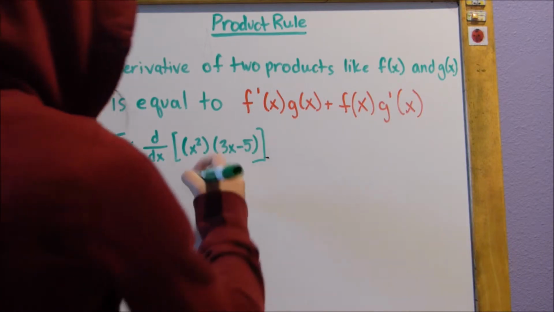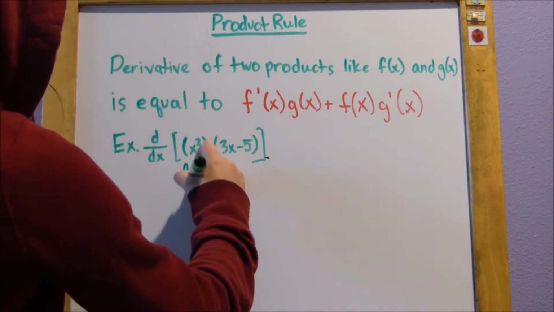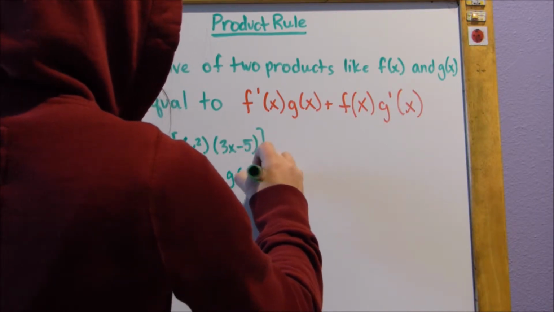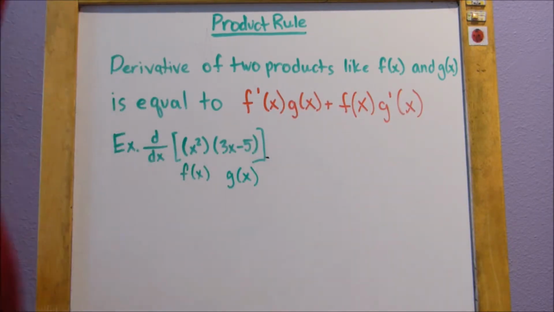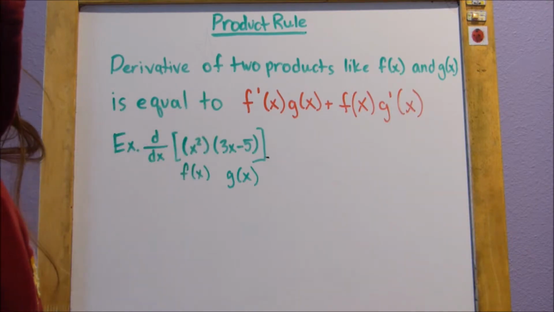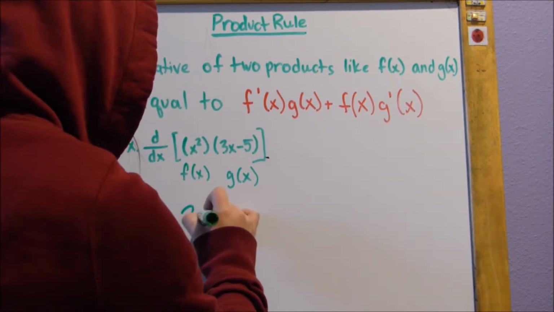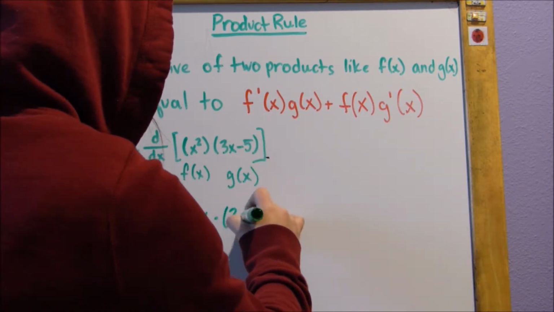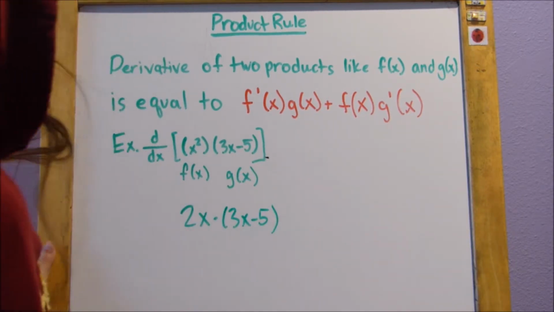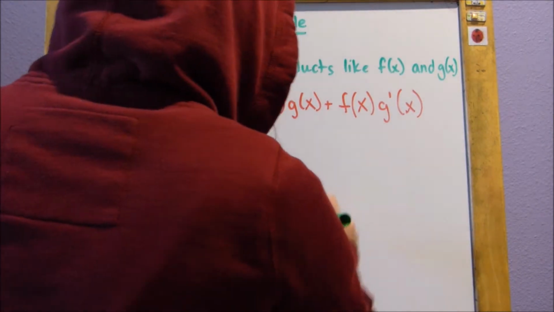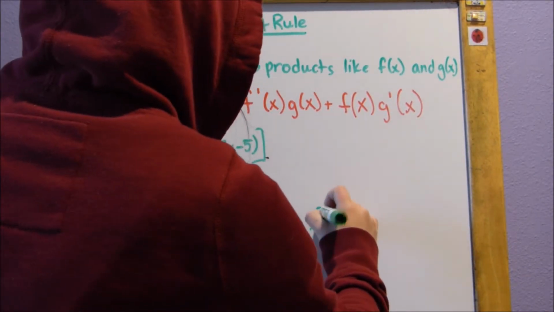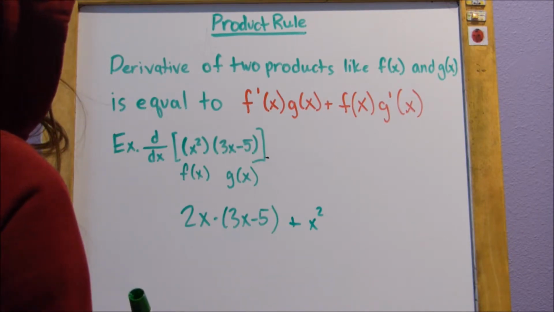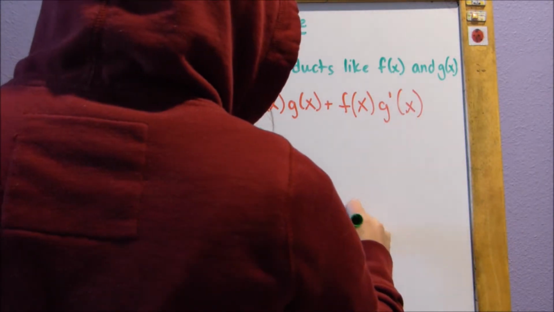So let's say that x squared will be our f(x), and 3x minus 5 will be our g(x). Following this rule, we're going to take the derivative of f(x), so that's going to be 2x, times just g(x), so that's 3x minus 5. Now we're going to add f(x), so x squared, times the derivative of g, so that's just 3.